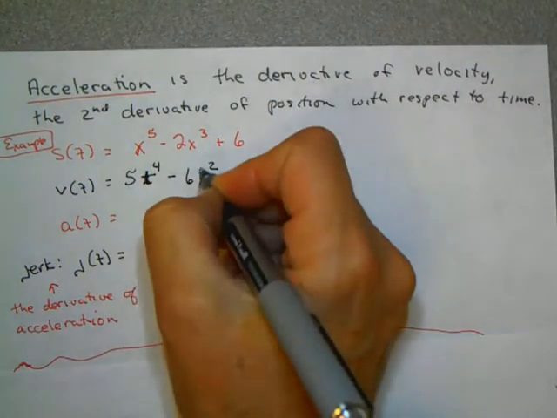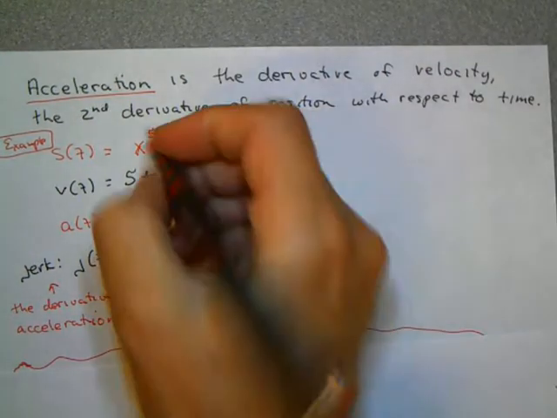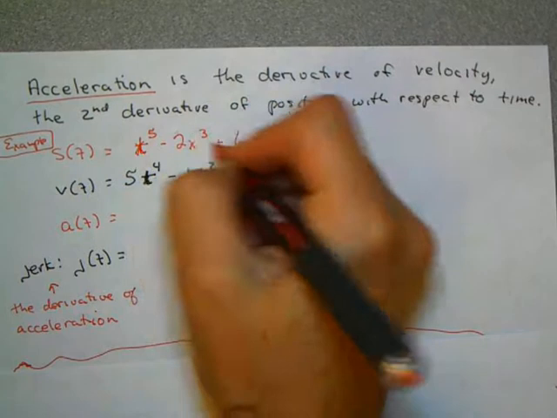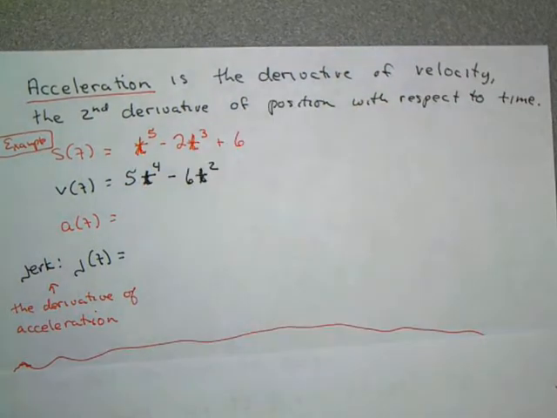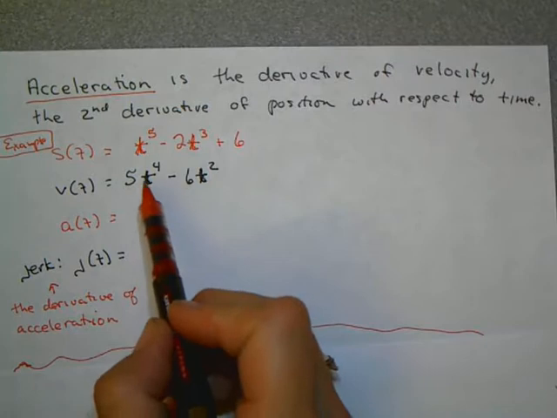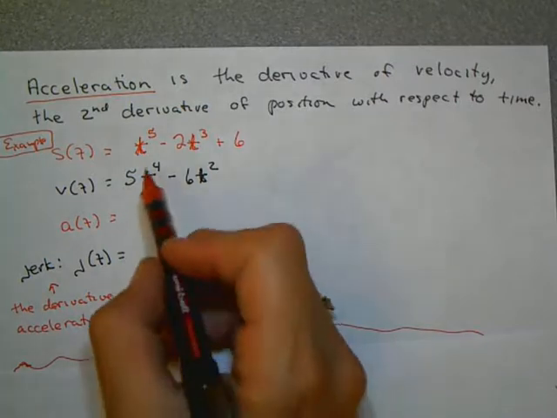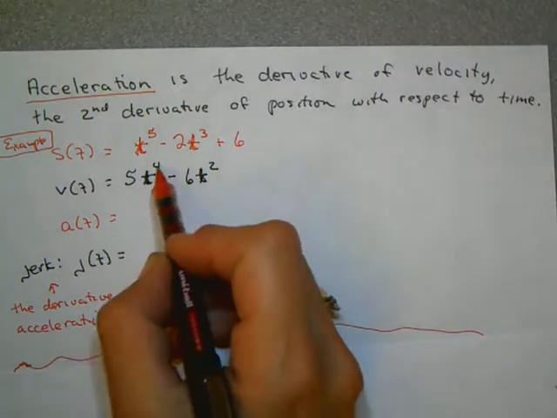Now if I want to take the derivative of the velocity, the change in the velocity, that's going to give me acceleration. So 4 times 5 is 20, t to the 4 minus 1 is 3, minus 2 times 6 is 12, t to the 2 minus 1 is just t.